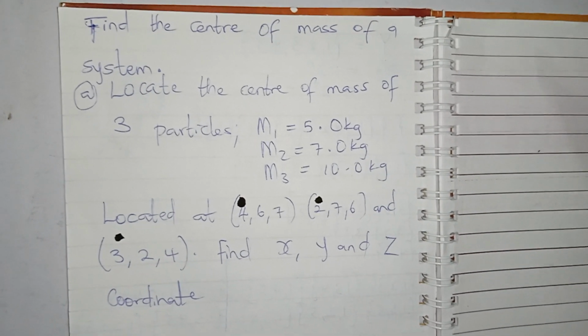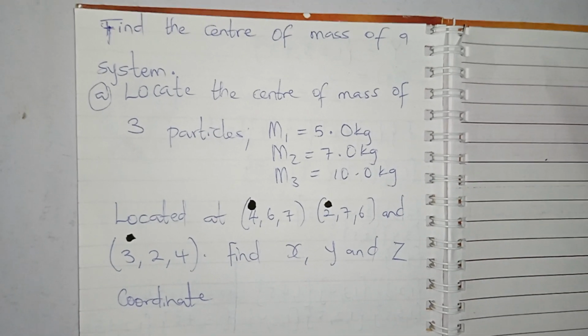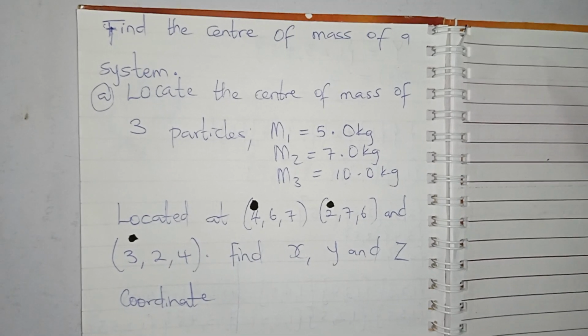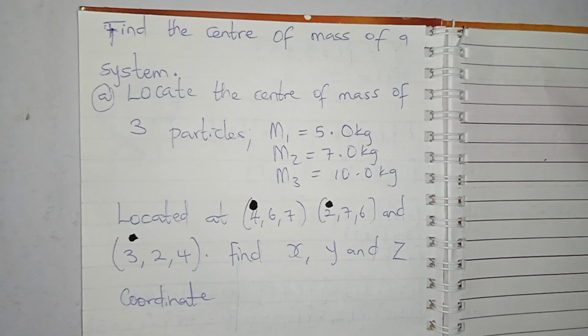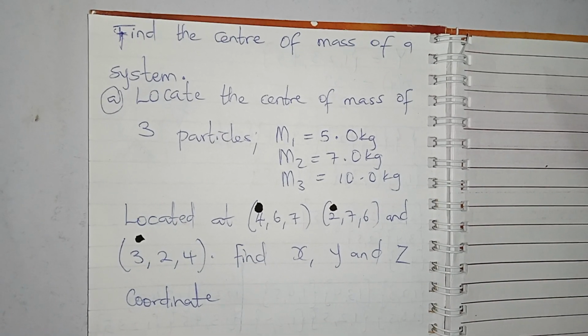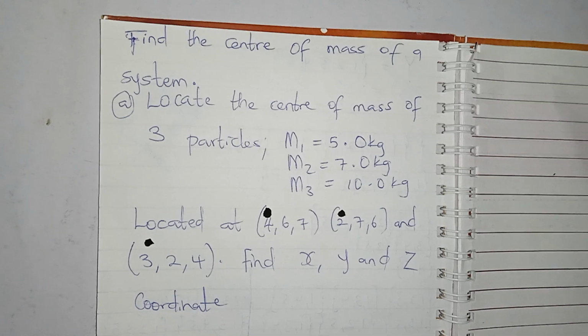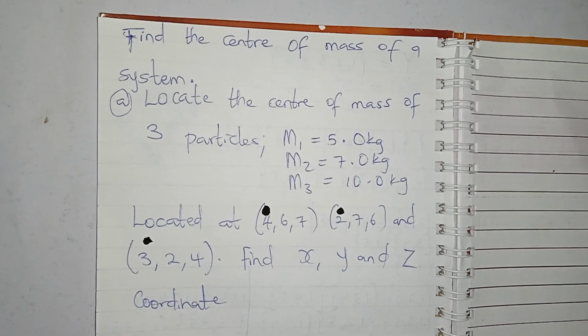Now the question says, find the center of mass of a system. Locate the center of mass of three particles: M1 5 kg, M2 7 kg, M3 10 kg, located at 4, 6, 7, then 2, 7, 6, and 3, 2, 4. Find x, y, and z coordinates.